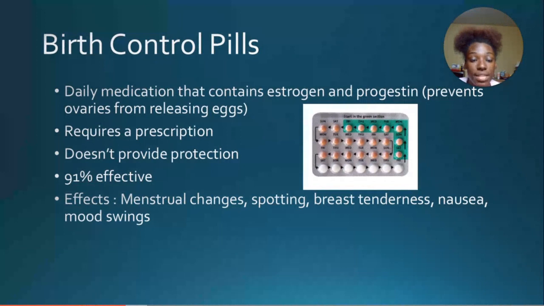So these pills do not provide protection. These pills will not stop you from getting any sexually transmitted diseases. They will only stop you from getting pregnant, and they are 91% effective if taken correctly. So if you take them how you're supposed to, they are 91% effective. And some effects that they have are menstrual changes, which could lighten your period up, or like spotting, breast tenderness, nausea, and mood swings.